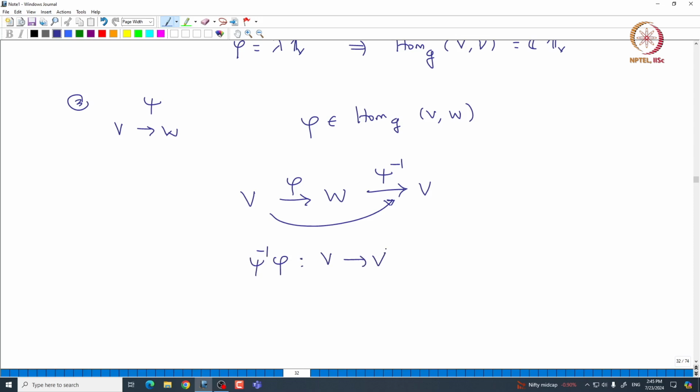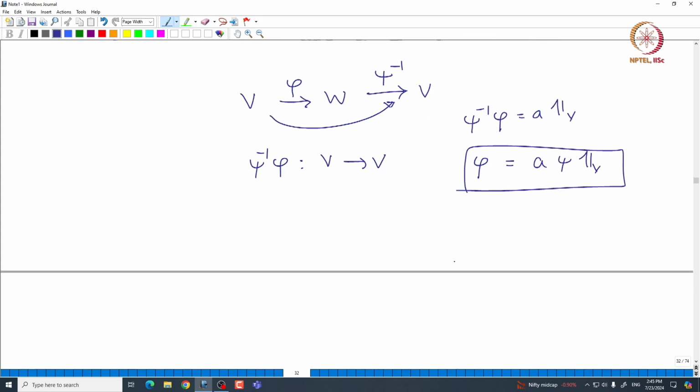Now, from previous analysis we can see that xi inverse phi must be some A times identity. So, that forces that this phi is nothing but A times xi, with identity on V. Okay. So, that means this phi is in the C-span of xi.